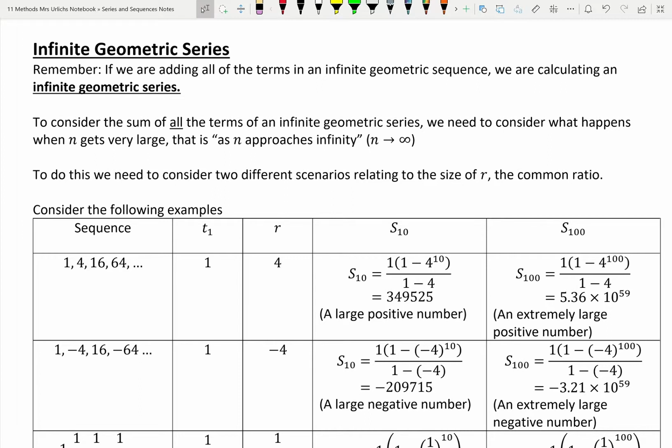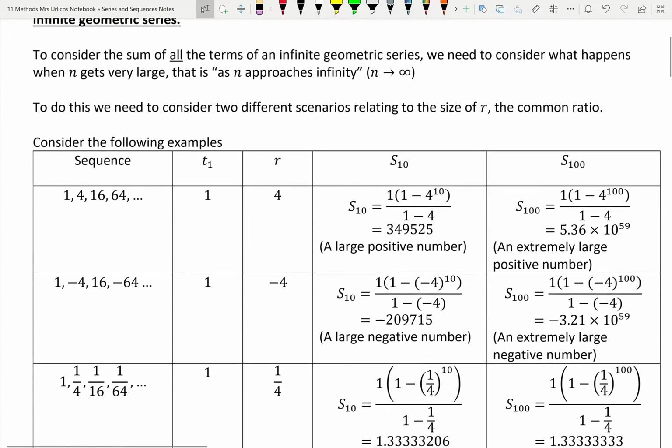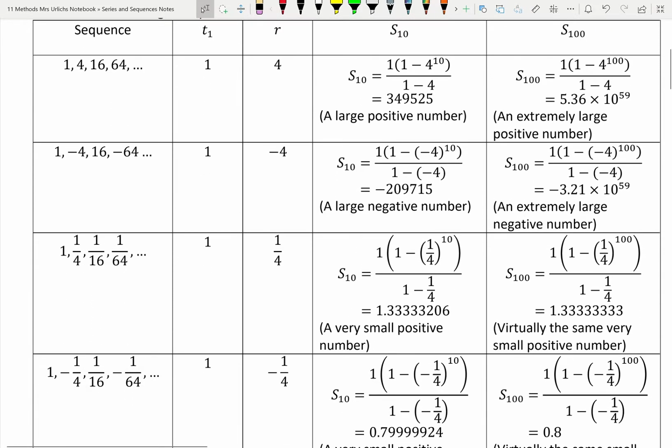So in this section we're having a look at infinite geometric series, and a reminder that an infinite geometric series is when we add up all of the terms of a geometric series. In fact, when we add up to n equals infinity, or n approaches infinity. And the size of r determines what happens.